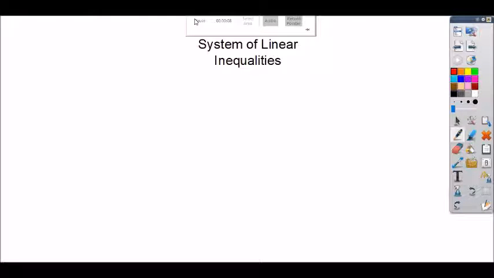Today we're going to work on systems of linear inequalities. So we're going to take our dashed and solid lines and shading above and below, and we're going to take two lines, put them on the same graph, and see where they overlap.